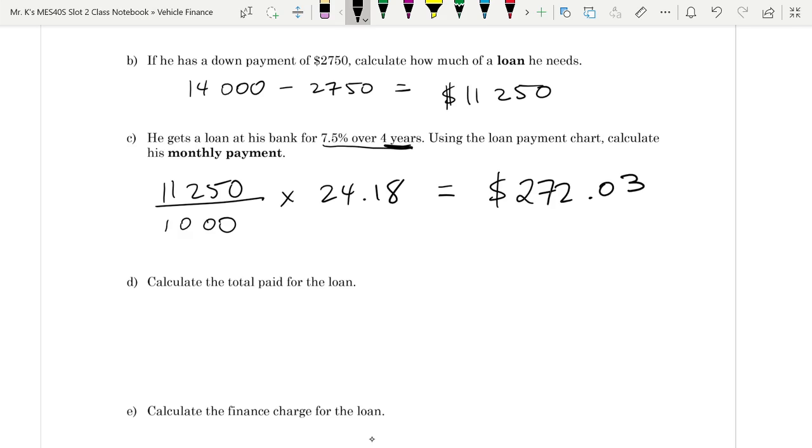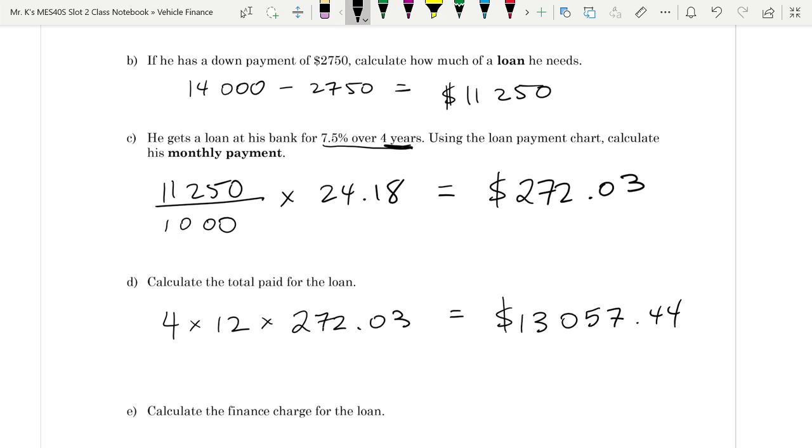All right, I'm paying for this loan for how long? 4 years. So how much did I pay for the loan? I paid 4 times 12, right? 4 years of 12 payments of $272.03. I've already punched this number. It's $13,057.44.